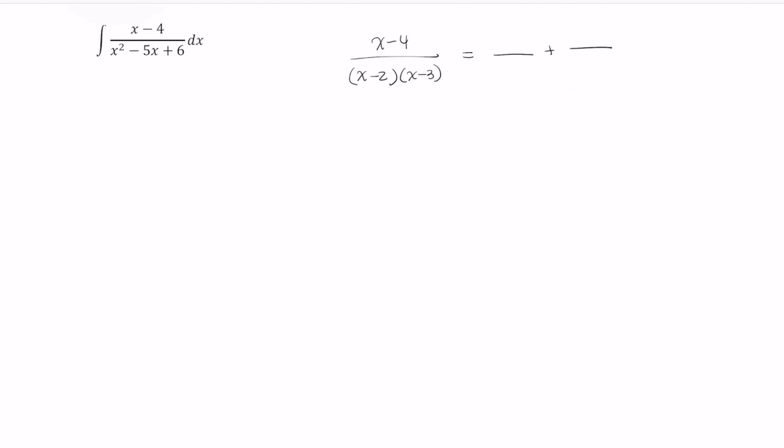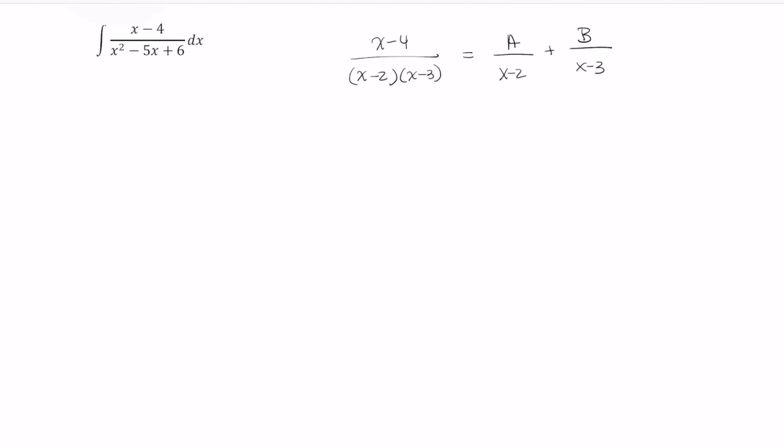So since I have two distinct linear factors, I need two fractions on the right side of my equal sign, and in the denominator of each of these fractions, I'll have x minus 2 and x minus 3. That is, I'll have the distinct linear factors of the denominator in the denominators here on the right. Now on top, I need just some placeholders. In this case, I used a and b, but you could use any letters you'd like.